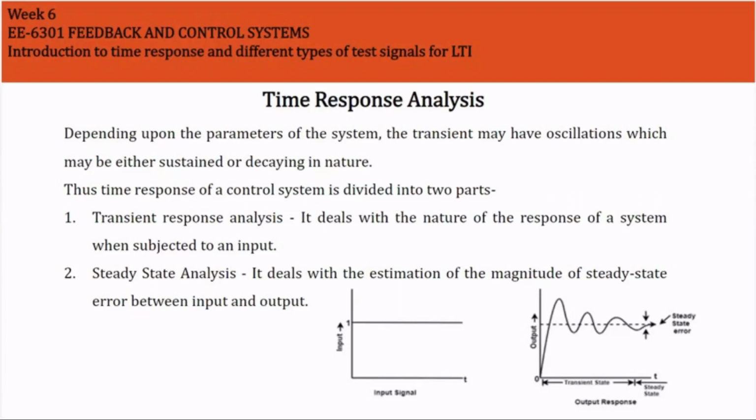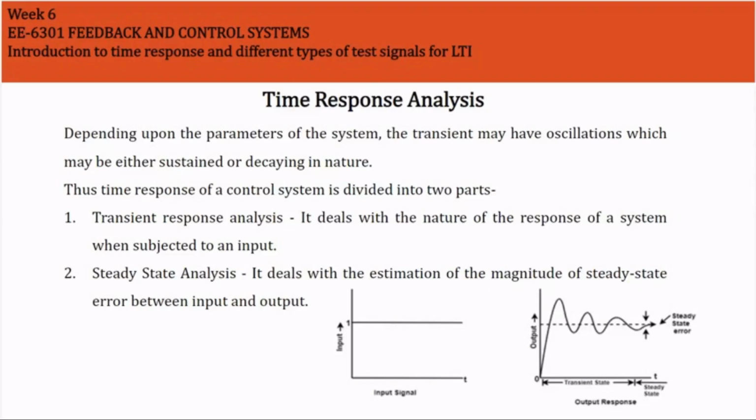The time response of a control system is divided into two parts. We have the transient response analysis, which deals with the nature of the response of the system when subjected to an input. And number two is steady state analysis, which deals with the estimation of the magnitude of the steady state error between input and output.